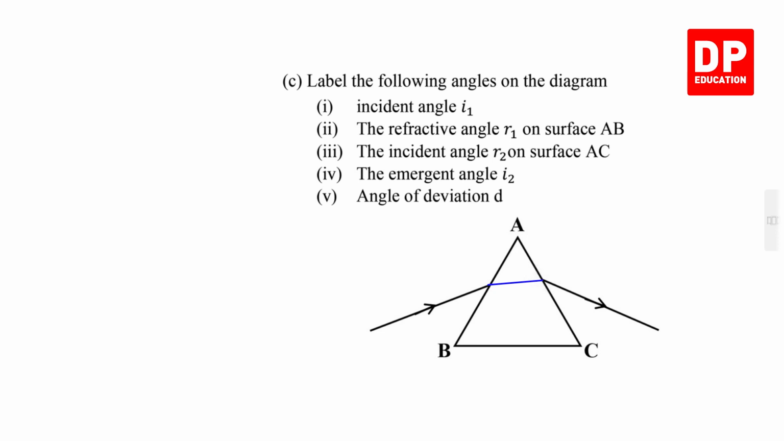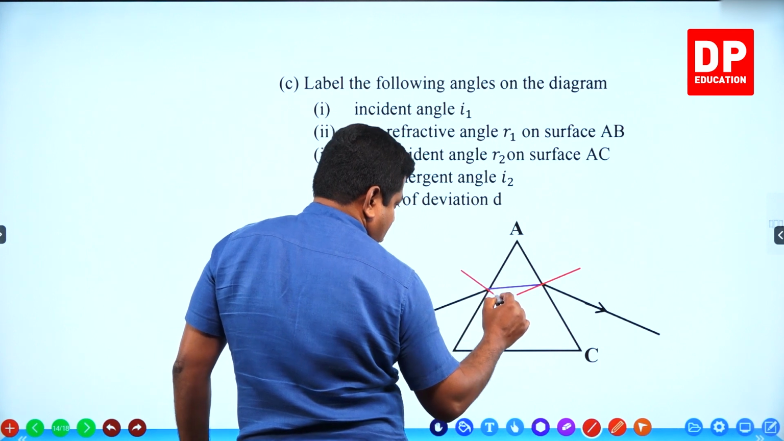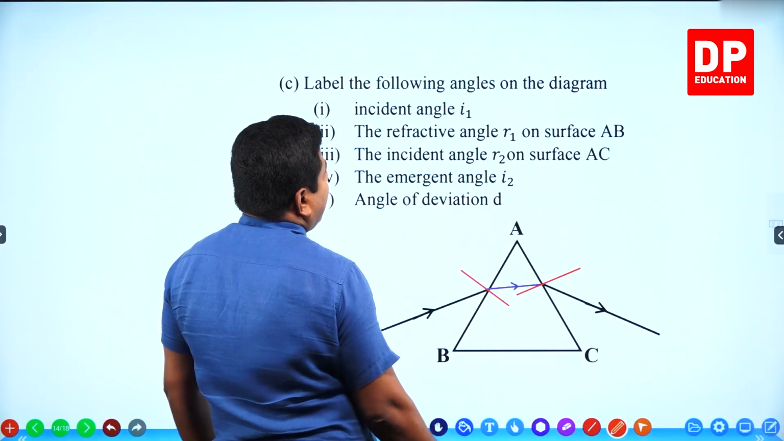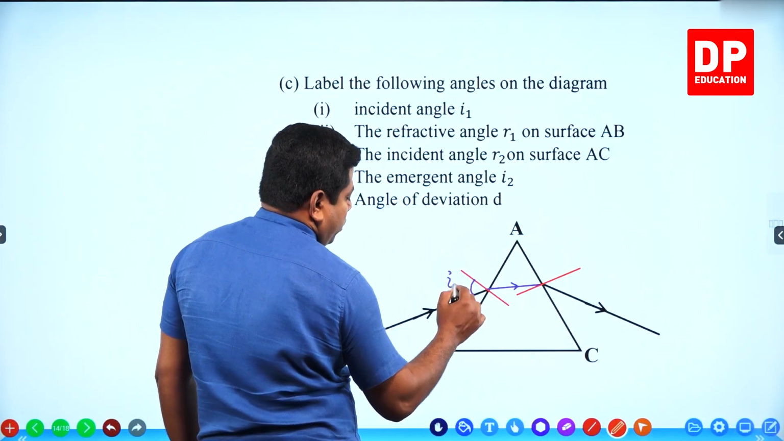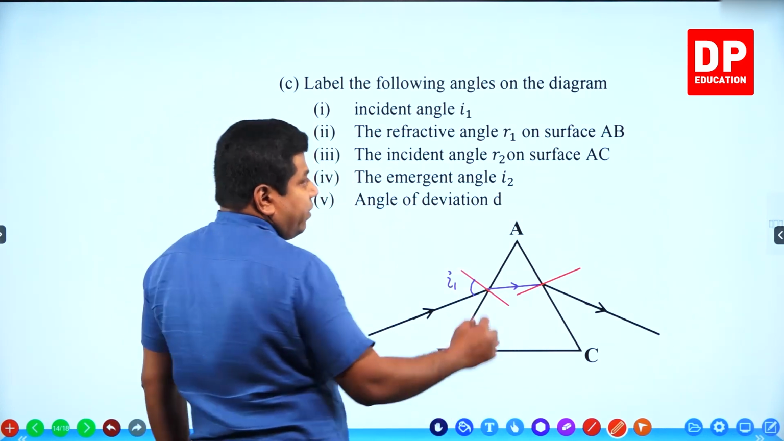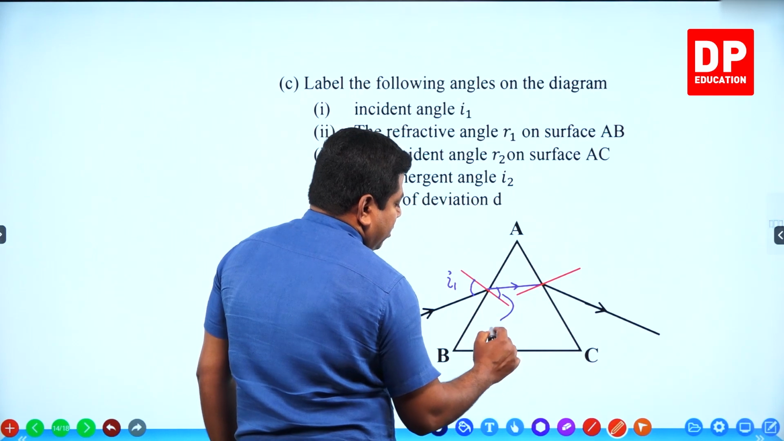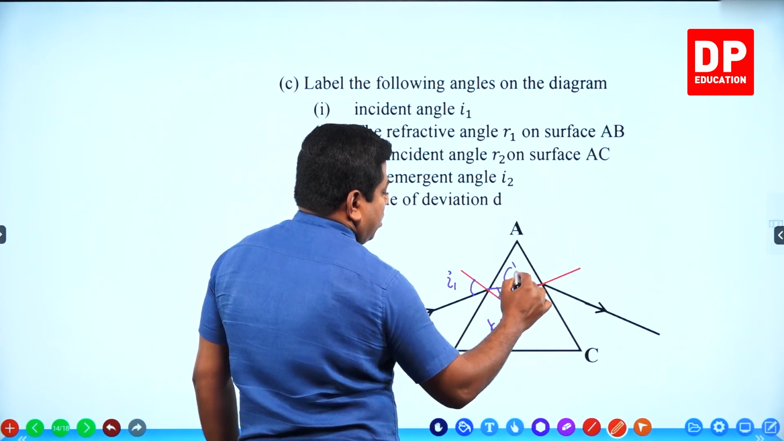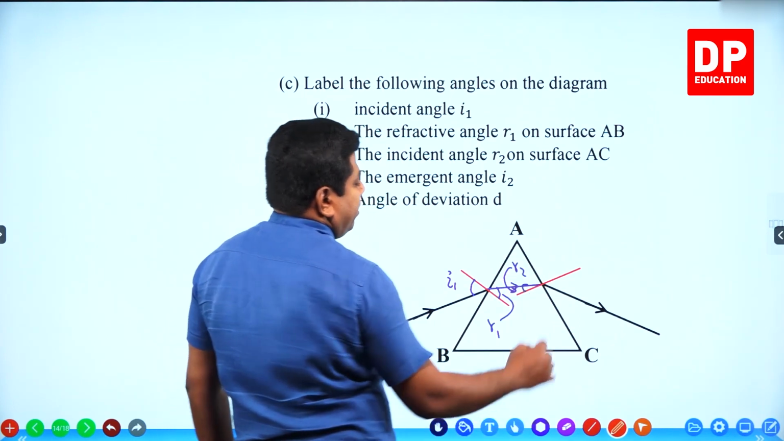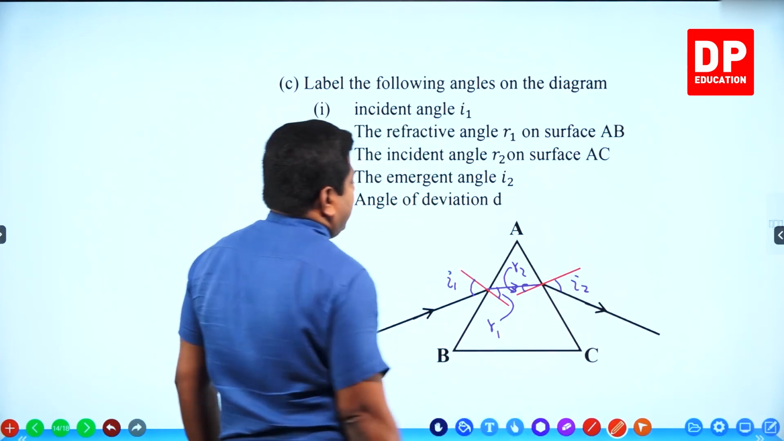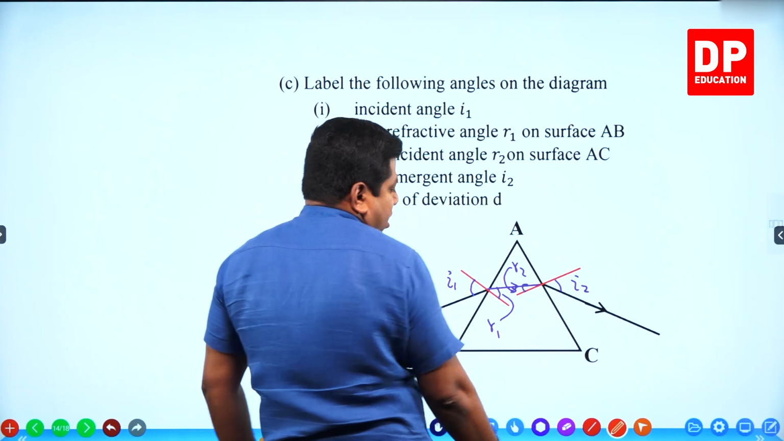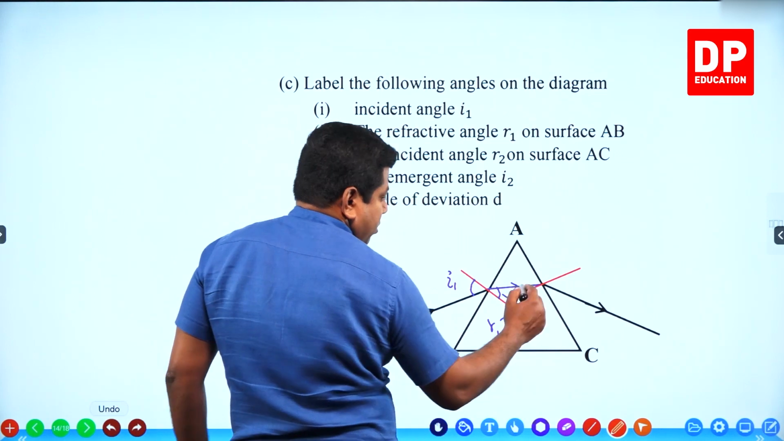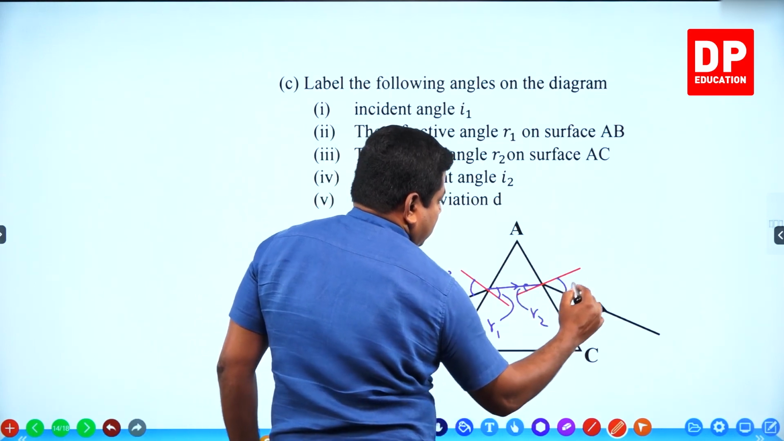Also, let's draw the normal in both cases. That's how the normal will be for this incident point. Let's mark the incident angle with the normal, I1. Make sure you mark it with the normal. Refracted angle R1. Then in the next surface, incident angle R2. And this will be I2. To mark the angle of deviation, look at this, we'll mark R2 down here. This is R2. This is I2.